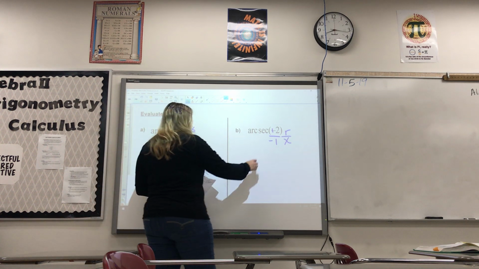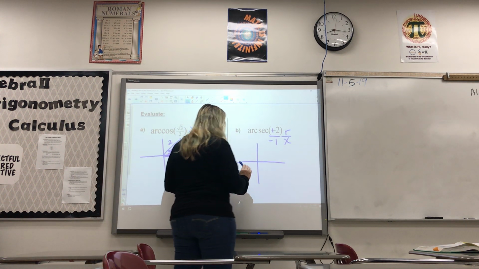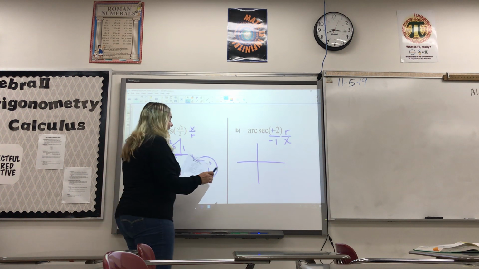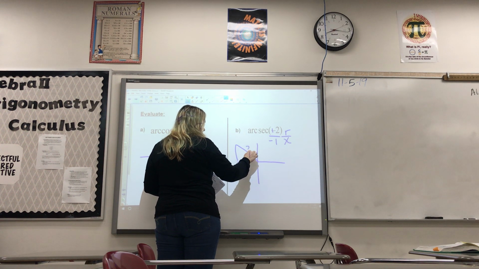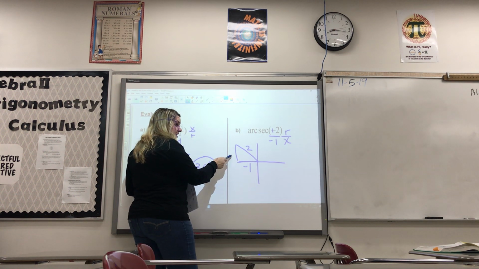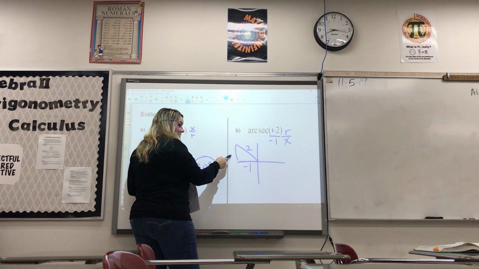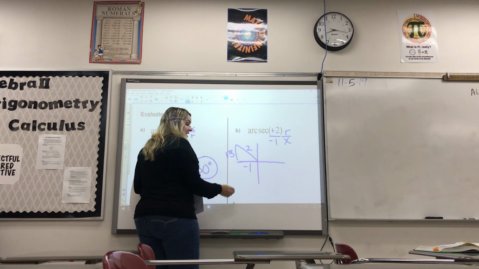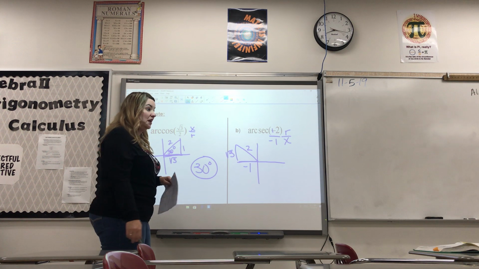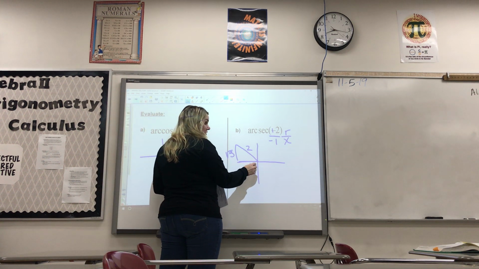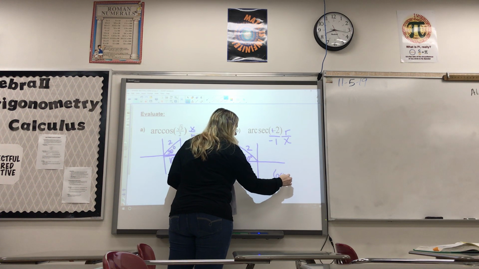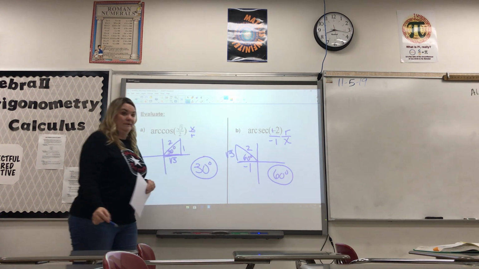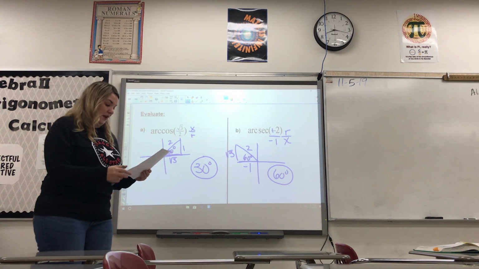Okay, so when I go to do this, x is negative 1, so it's over here, and I have r is 2. Well, what's the one I'm missing? What's this over here? Square root of 3. So since that's the square root of 3, what's the angle across from the square root of 3? Yeah, so this is 60. Does that make sense?